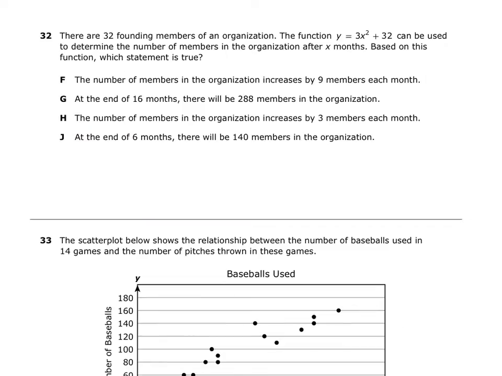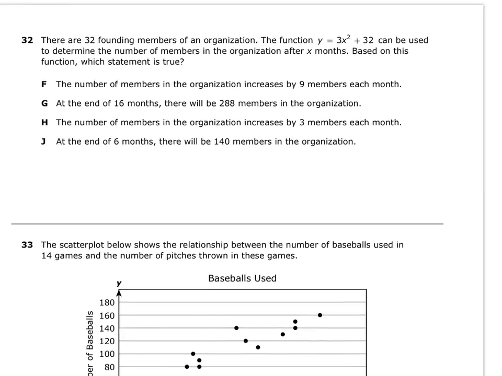For number 32, there are 32 founding members of an organization. The function y equals 3x squared plus 32 can be used to determine the number of members in the organization after x months. Based on this function, which statement is true? This would be a good one to go ahead and graph as well. So we would go into our y equals, and we're going to type in the 3x squared plus 32.